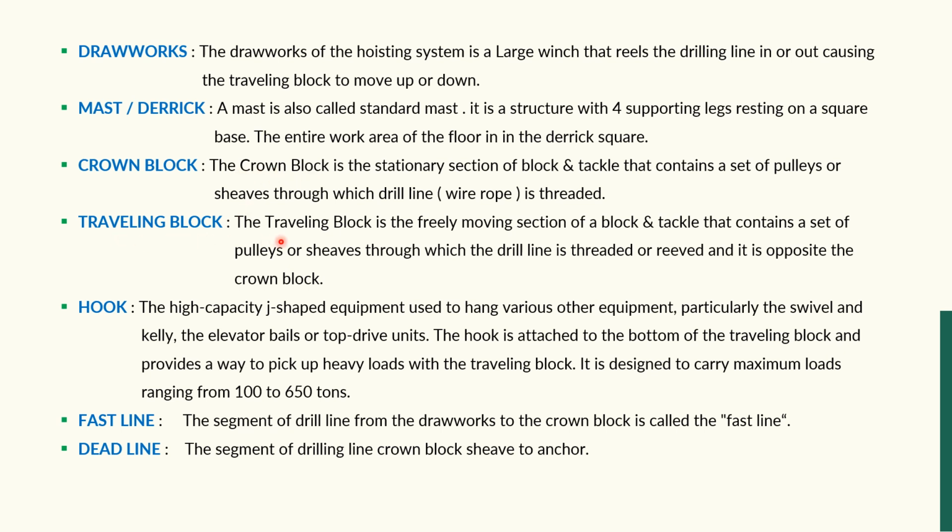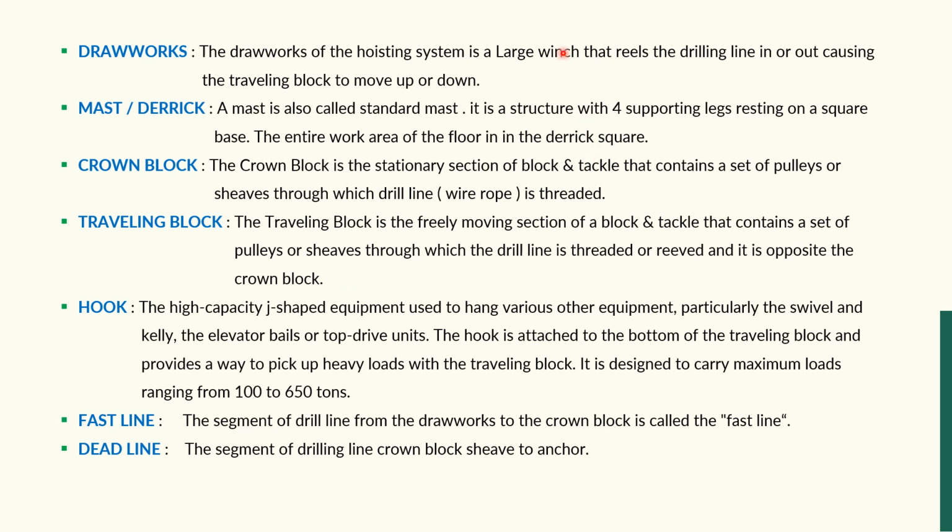The traveling block. The traveling block is the freely moving section because it goes up and down. As I said earlier, when the driller reels in the drill line on the draw works, the traveling block goes up. When the driller releases the brake and reels out the drill line from the draw works, due to gravity the traveling block goes down. The traveling block is the freely moving section of a block and tackle that contains a set of pulleys and sheaves through which the drill line is threaded or reeved, and it is just opposite the crown block.